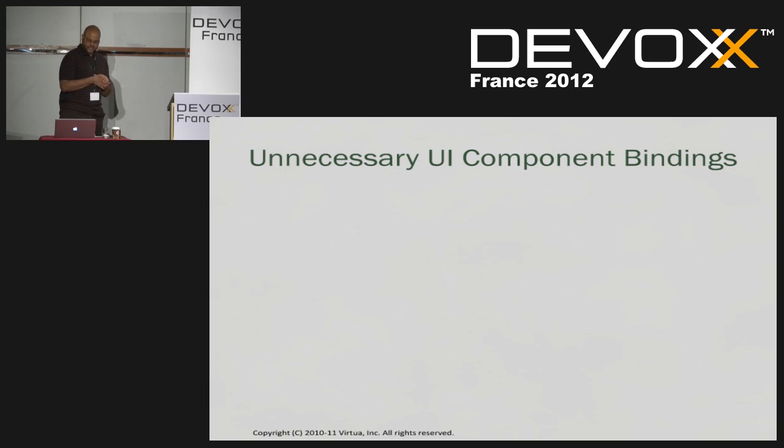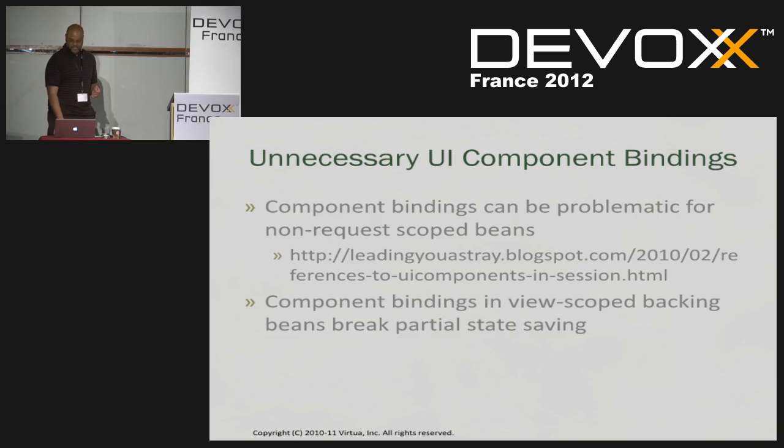All right, so the next anti-pattern is unnecessary UI component bindings. Okay? So, as I said before, in JSF you can either bind to the value or you can bind the component to your backing bean, right? And usually we recommend that you bind to the value as opposed to working directly with the component. Although there are some situations where you actually do need a reference to the component, it's better to limit those references as much as you can.